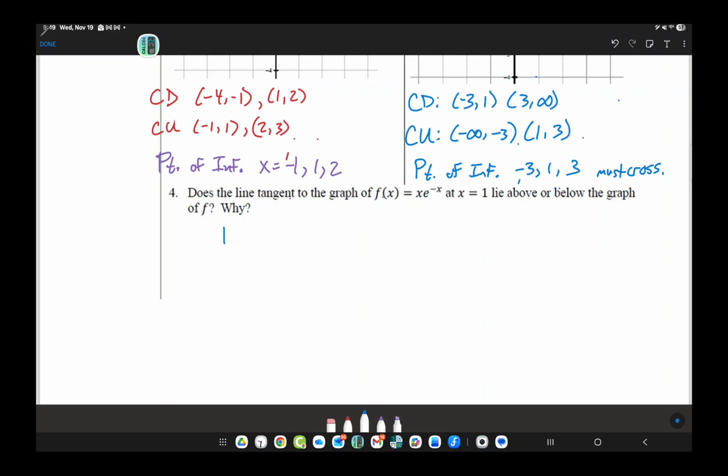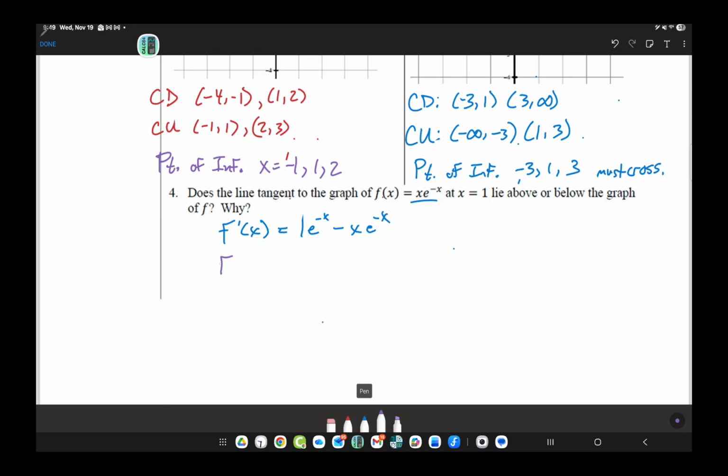So, f prime of x, it just means you're going to do product rule. What's the derivative of x? 1, so 1 e to the negative x. What's the derivative of e to the negative x? Negative 1 e to the negative x. So technically we get minus x e to the negative x. So that's your first derivative.